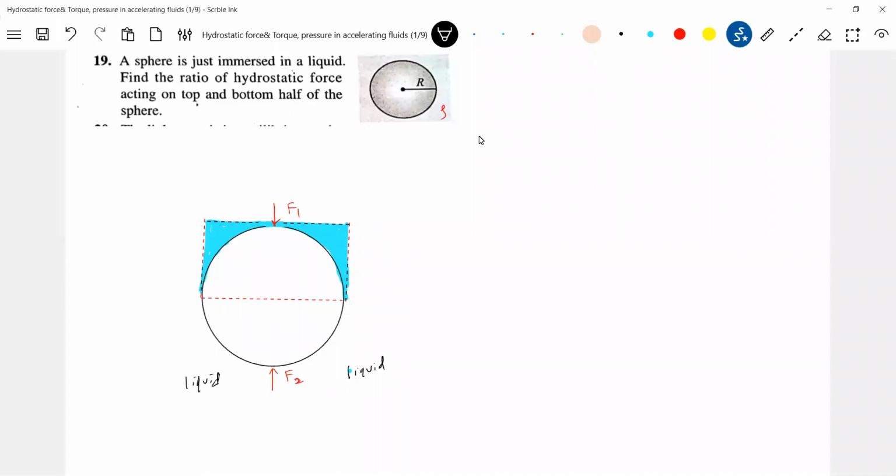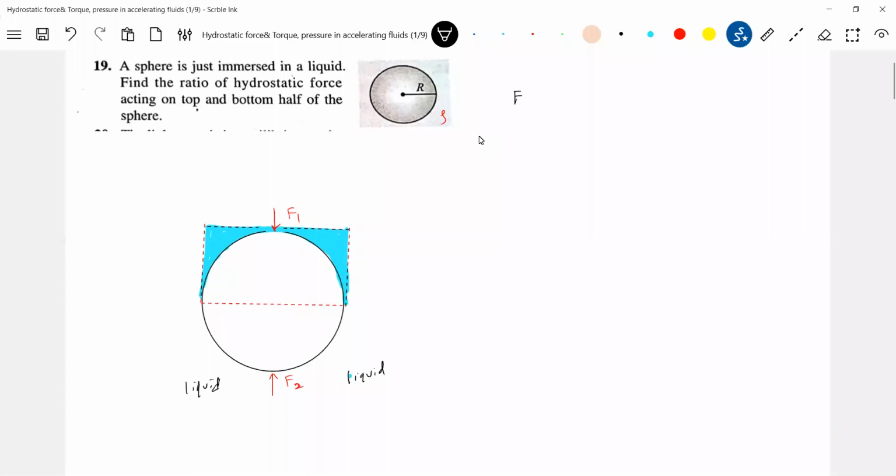What is F2 minus F1? Yesterday I gave a very good explanation. This F2 minus F1 should be equal to the net resultant force acting on a solid which is totally immersed in liquid. That should be equal to the density of liquid, volume immersed, into g. Later on, we'll call it the upward thrust. What is the volume? The total volume of the sphere, 4 by 3 pi r cube, into g. Can we calculate F1? We need the ratio of hydrostatic force acting on the top and bottom of the sphere. I know F2 minus F1, so I'll calculate F1 and substitute here.